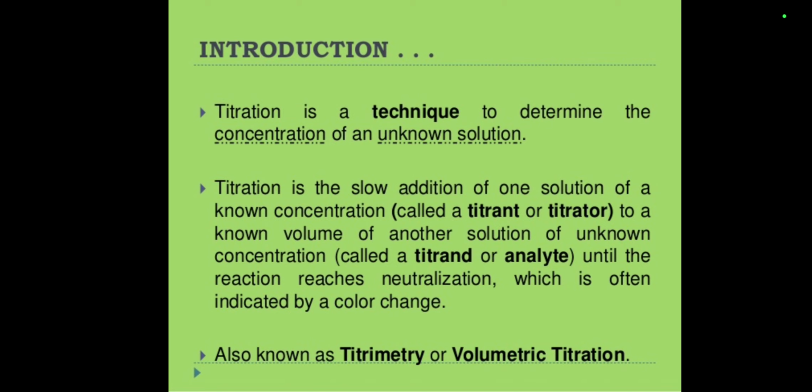So basically, when we say titration, it is a process in which we have to identify or find the unknown solution. Once we've reached the point of finding the unknown solution, meaning we've reached the end point or the end of the experimentation, that is called titration. Titration is also known as titrimetry or volumetric titration.